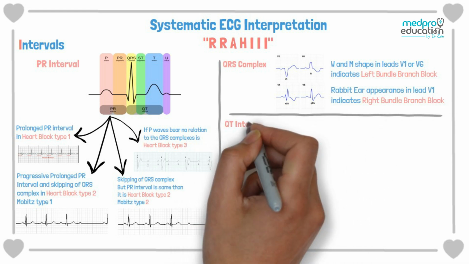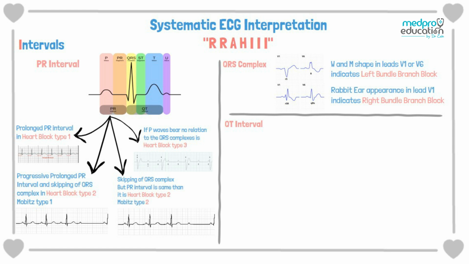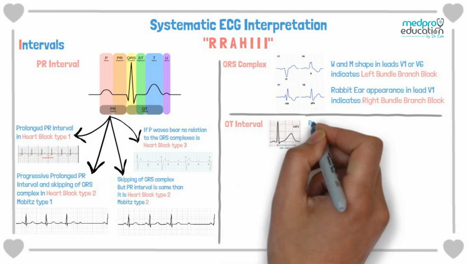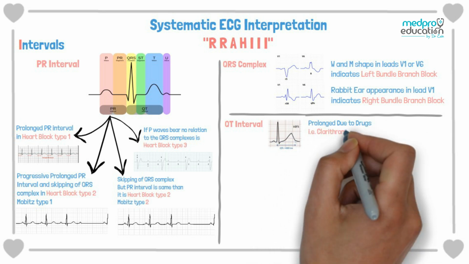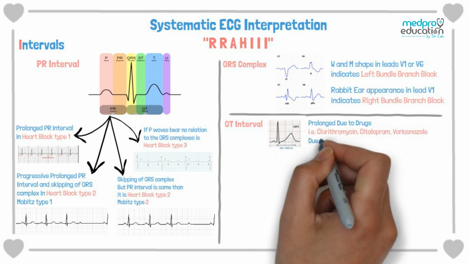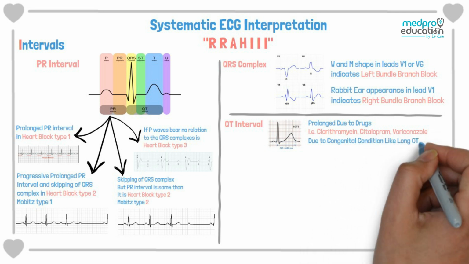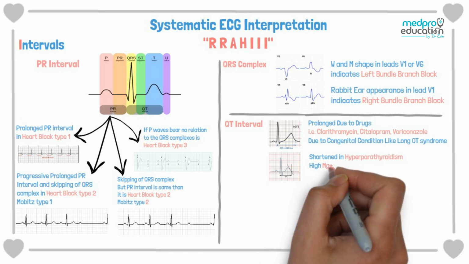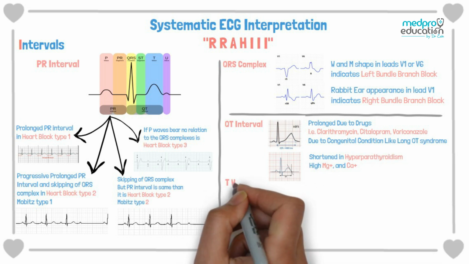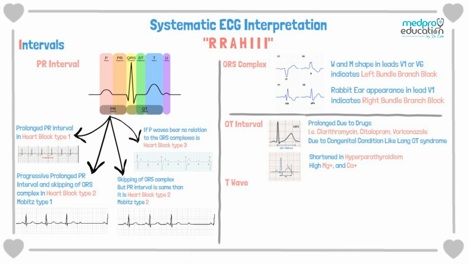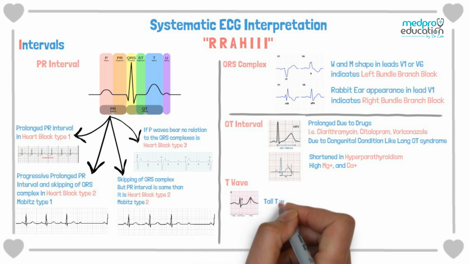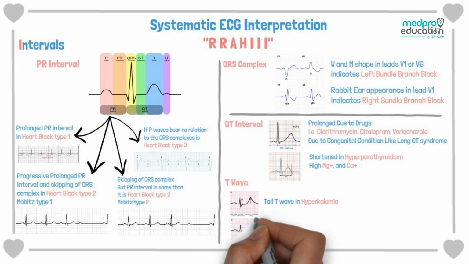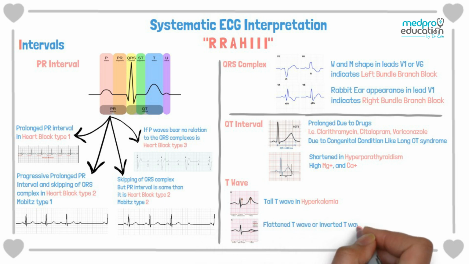QT interval is the time between ventricular depolarization and repolarization. It is prolonged due to drugs such as clarithromycin, citalopram, voriconazole or due to congenital conditions like long QT syndrome. It is shortened in hyperparathyroidism, high Mg and Ca. T wave, observe the shape and direction. Abnormalities can suggest issues such as ischemia or electrolyte imbalances. Tall T wave in hyperkalemia. Flattened T wave or inverted T wave or U wave after T wave in hypokalemia.